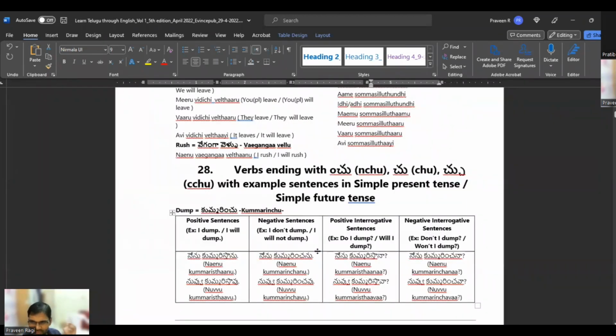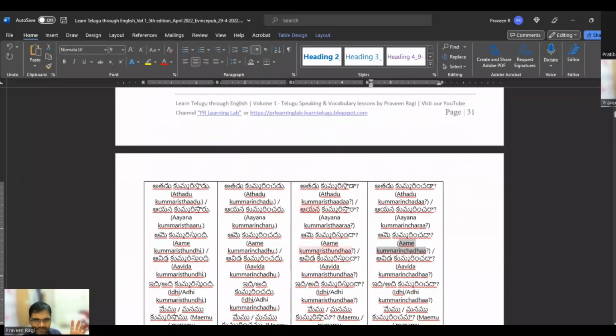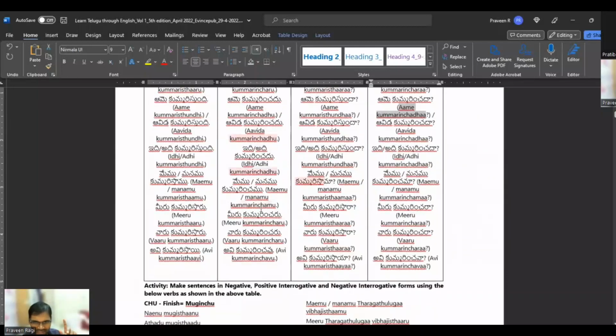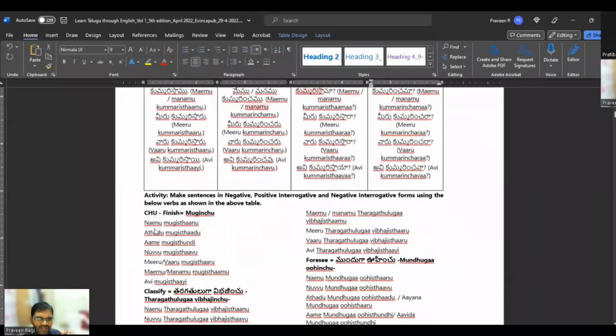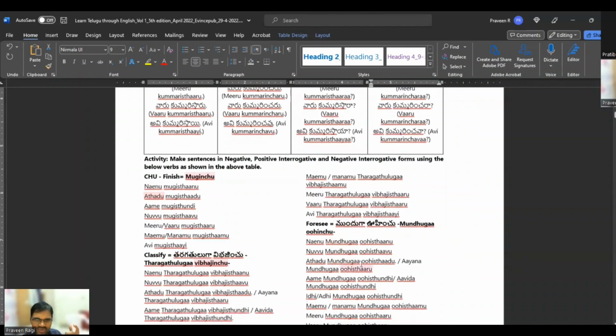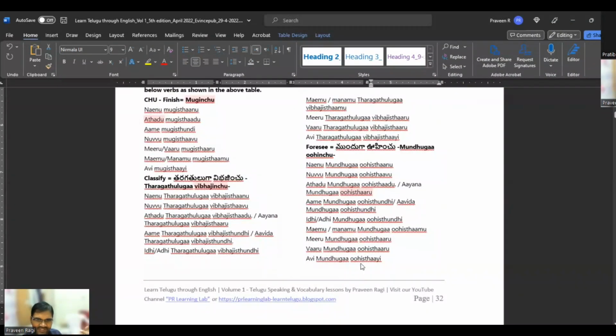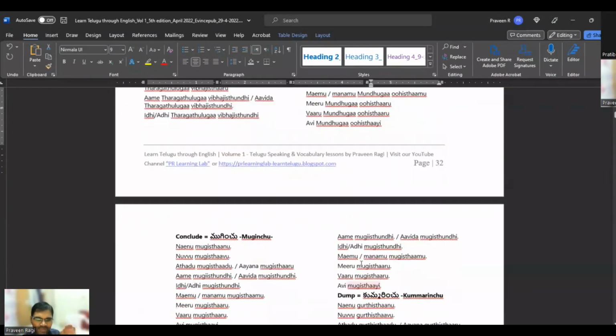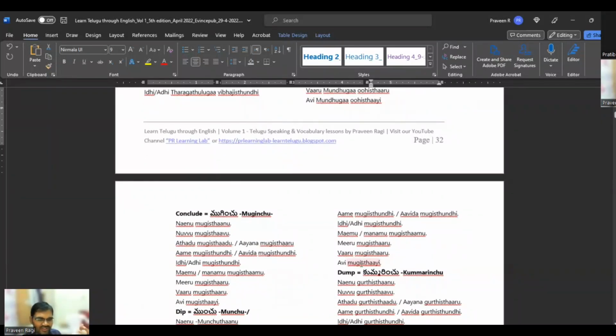But before that, I will give you one more activity. See, now I have given example sentences using the verb kumarinchu. Okay. If you look at here, there are some more verbs. Finish, muginchu, classify, taravutala vivarinchu, foresee, munduga unchu. But don't try everything. Just pick the verbs which you use regularly. For example, dip, munchu. Maybe you use this one regularly.